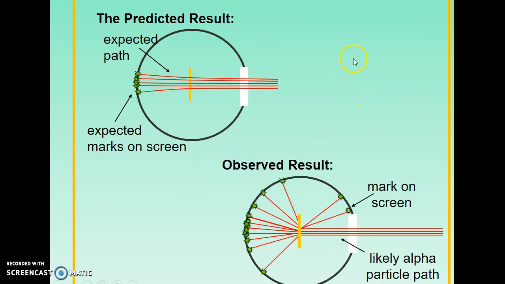So here at the top, this was what was predicted to have occurred, expected in other words, and then the one on the bottom right is what actually was observed. And you can see some of the deflected particles.